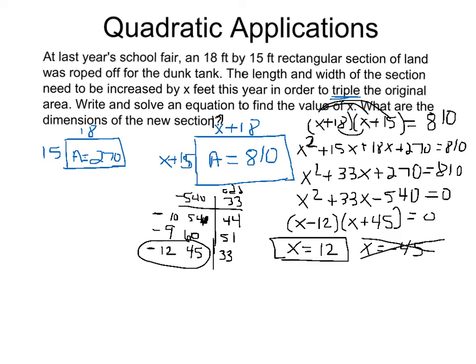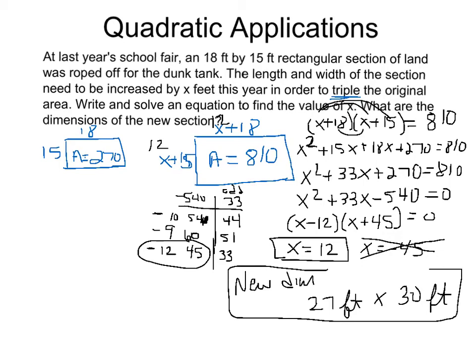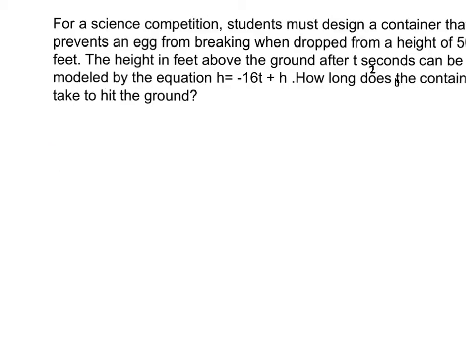So if I look at 12 plus 18 and 12 plus 15, then my new dimensions would be 27 feet by 30 feet. And if you multiply those together, you get 810, so you know you have the correct area.